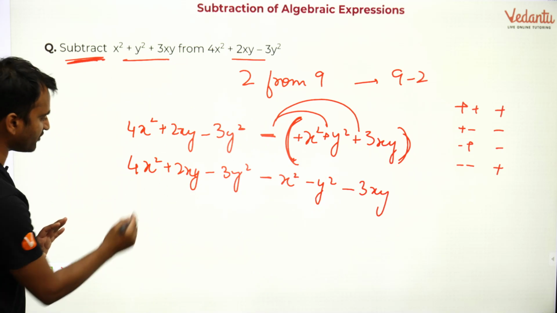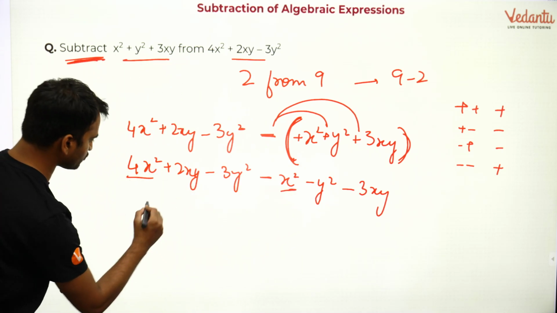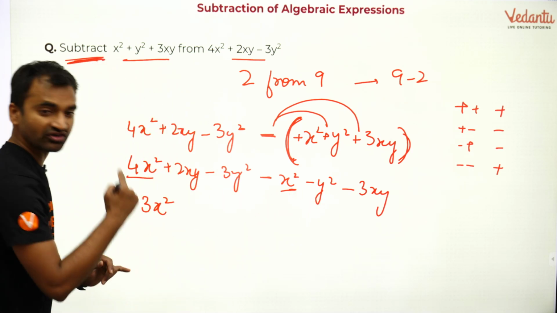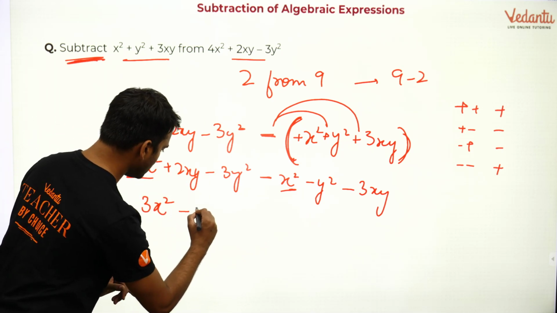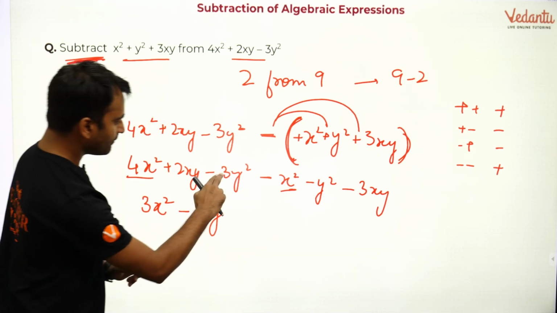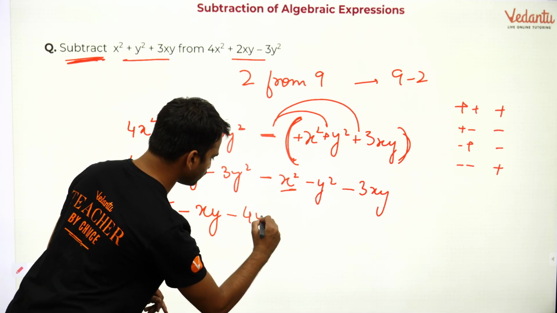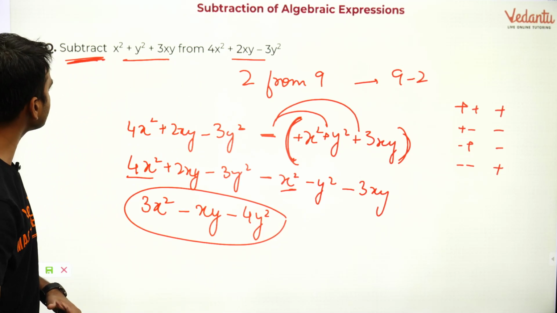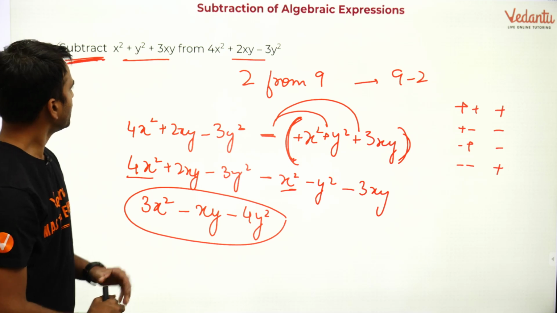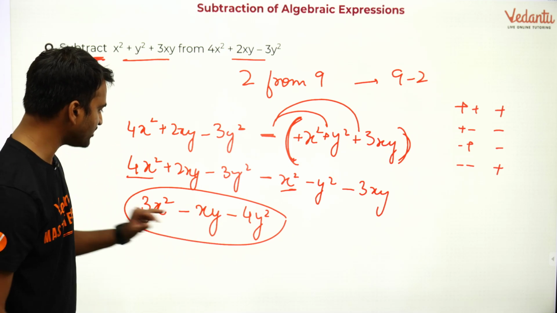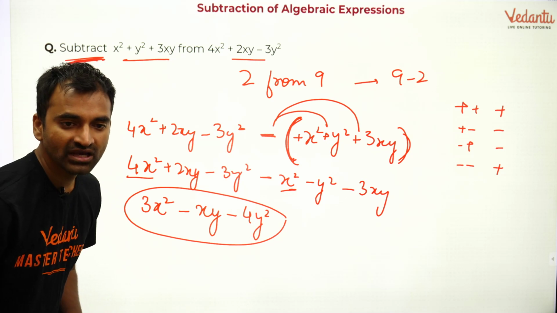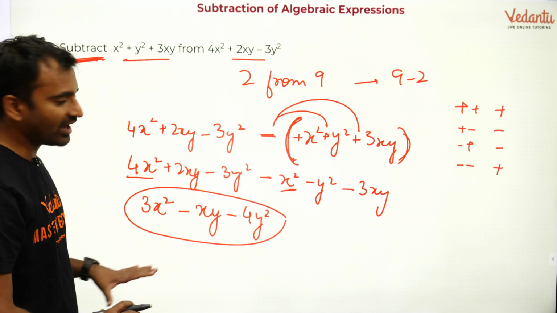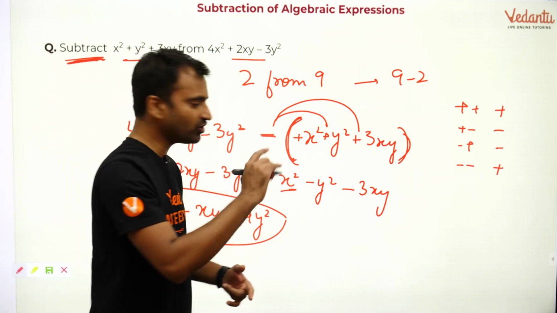All you have to do is simplify. So 4x square and x square, 4 minus 1, that is 3x square. Plus 2xy minus 3xy, so minus 3 plus 2 is minus 1, so minus 1xy. Minus 3y square minus y square gives you minus 4y square. So 3x square minus 4y square minus xy. Is that fine, everyone? Yes, I will explain again once more, everyone.